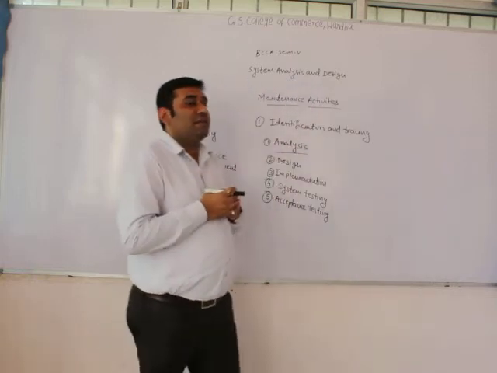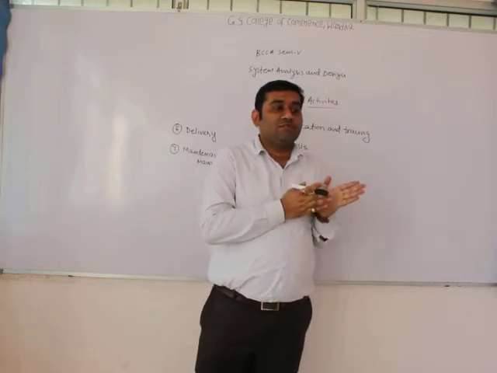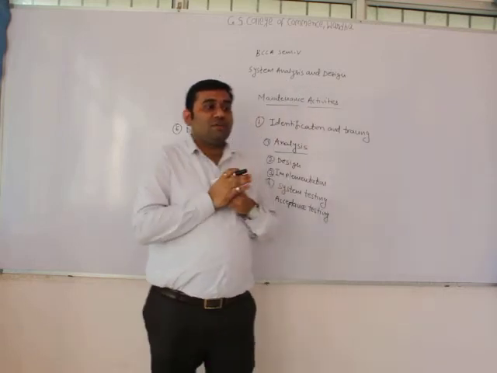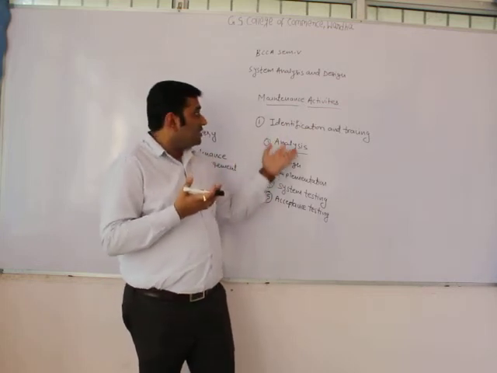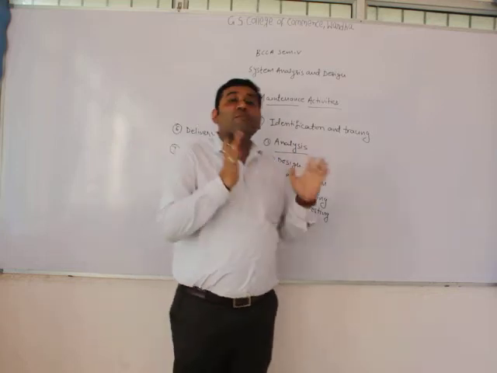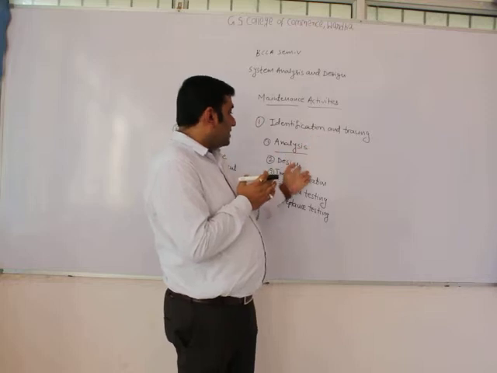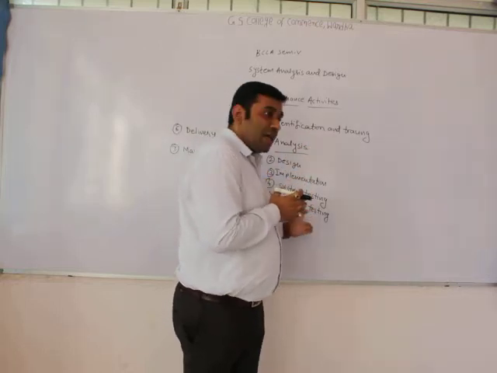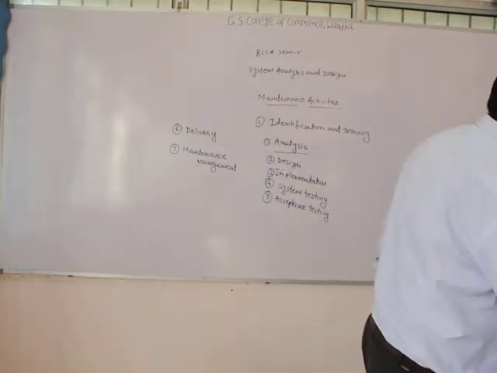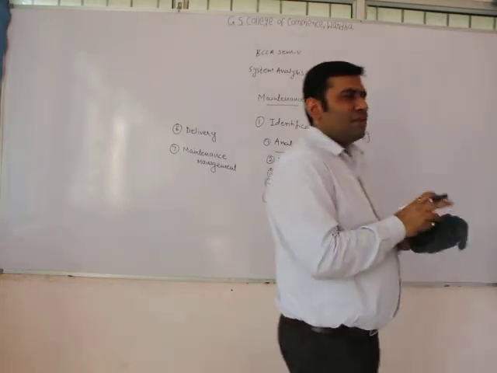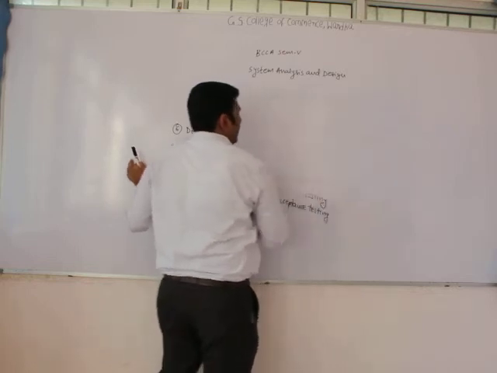Then maintenance management: configuration management is an essential part of system maintenance. It is supported with version control tools for version and semi-version management. These are the various types of maintenance activity: identification and tracing, analysis, design, implementation, system testing, acceptance testing, delivery, and maintenance management. These activities are performed in the maintenance process.